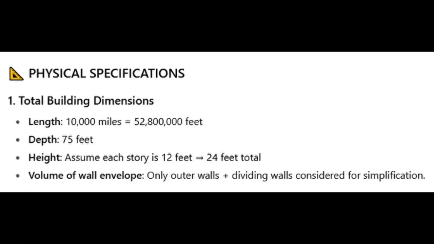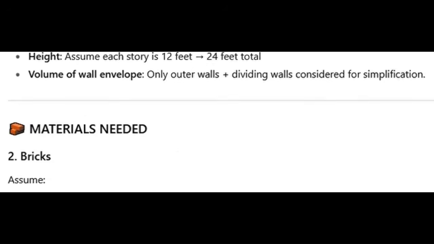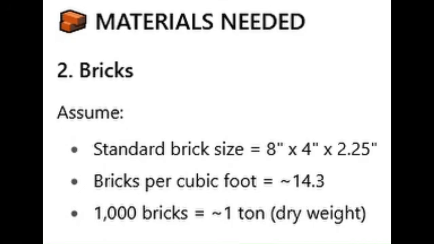Physical specifications. 1. Total building dimensions. Length: 10,000 miles equals 52,800,000 feet. Depth: 75 feet. Height: assume each story is 12 feet, 24 feet total. Volume of wall envelope: only outer walls plus dividing walls considered for simplification. Materials needed. 2. Bricks. Assume standard brick size equals 8 inch by 4 by 2.25 inch. Bricks per cubic foot equals 14.3. 1,000 bricks equals 1 ton dry weight.